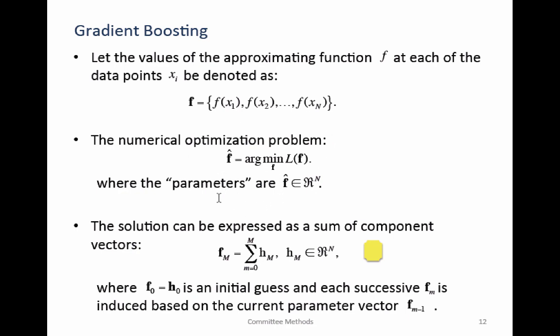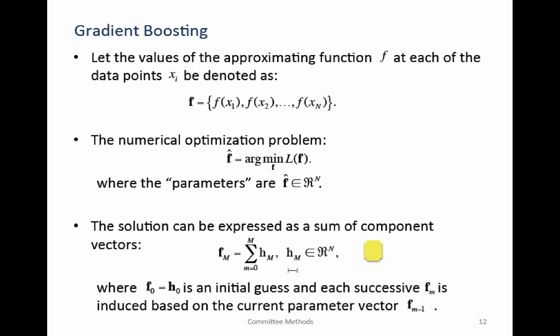Okay, so the numerical optimization problem looks like this. You have your f hat, and again, this is what we've said in words. We're minimizing the loss function, where f is this vector here. The parameter f hat is a vector, real numbers by n. The solution, it turns out, can be expressed as a component-wise sum. Now this is something we have to think a little bit about. I'm going to write fm as the sum from 0 to big M of hm, and hm is also a vector in this case.